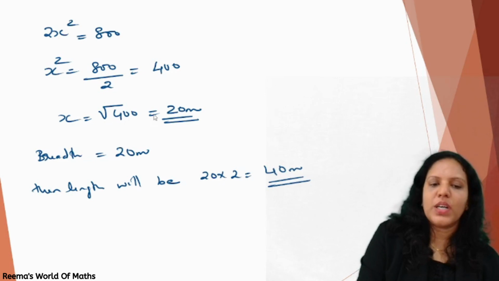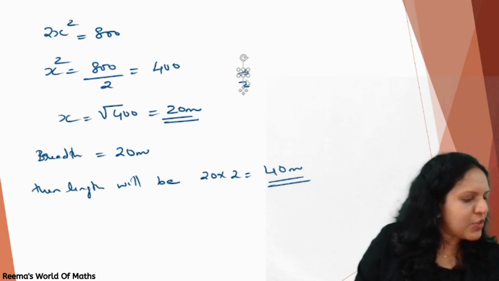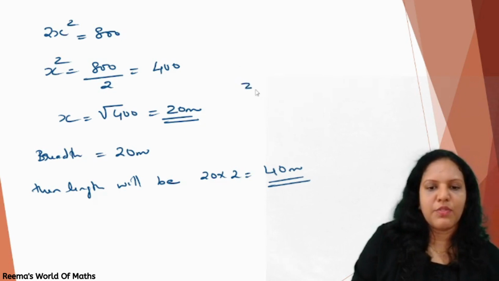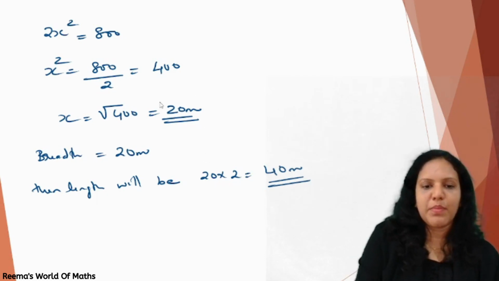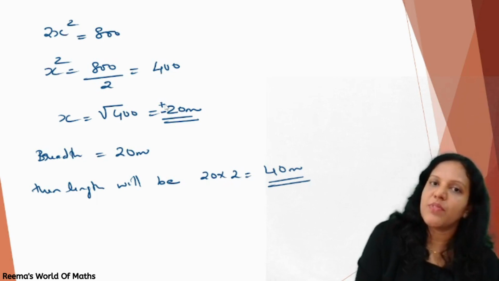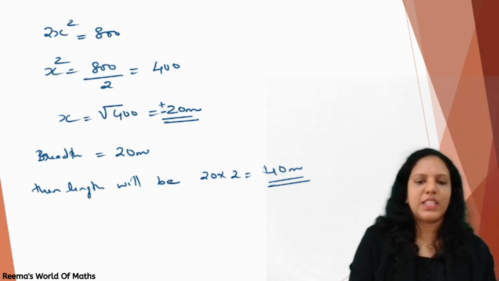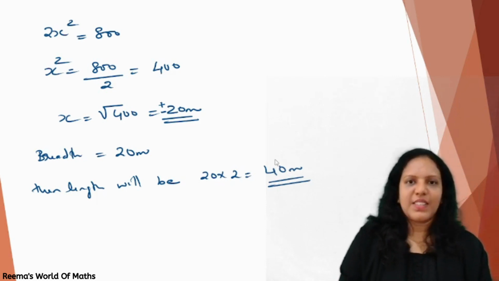Here the square root of 400 can be either plus or minus 20. I will write it here. But because it is a rectangular garden, we can only consider the positive value. So we consider 20 as the breadth and the length will be 2 times the breadth, which is 40 meters. Let's see the next question.